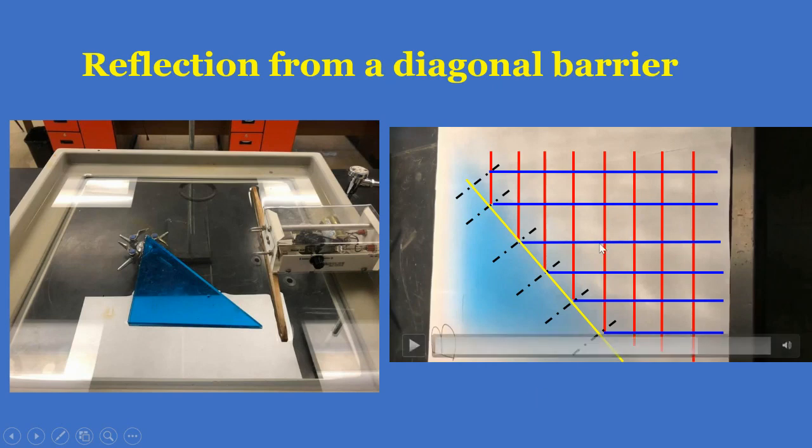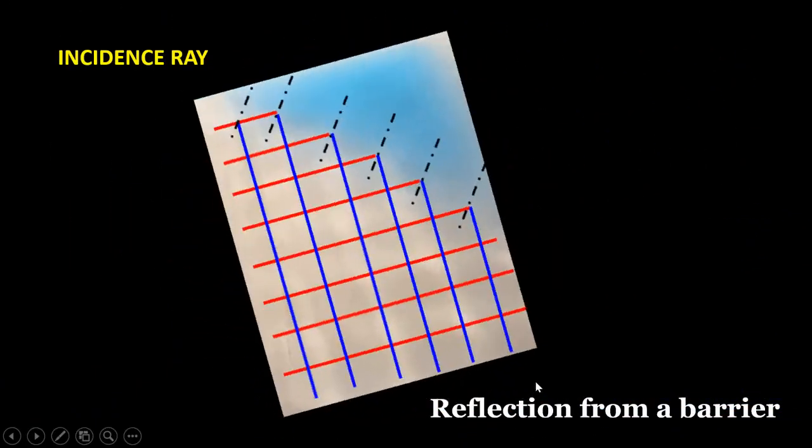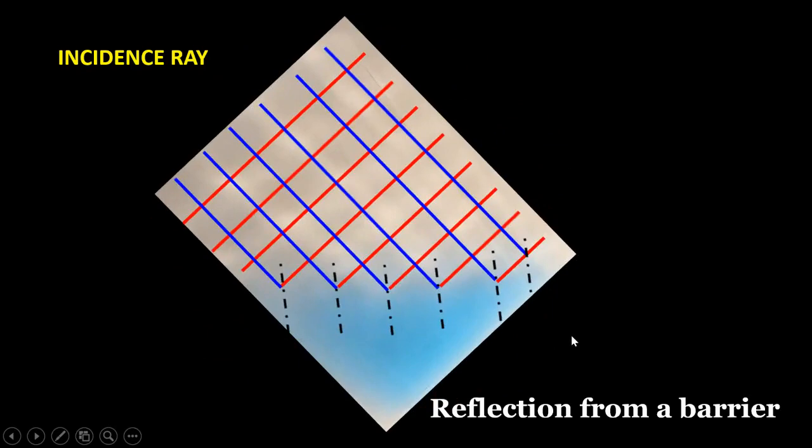So to see a little bit better, let's take this picture and flip it like this. So let's flip this picture and let's try to find all the terms that we learn when we learn reflection of a wave. So you need to define our solid barrier, which is this one here, the interface between the water and the triangle acrylic.